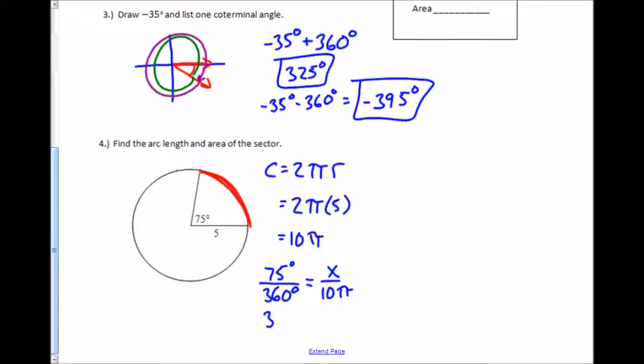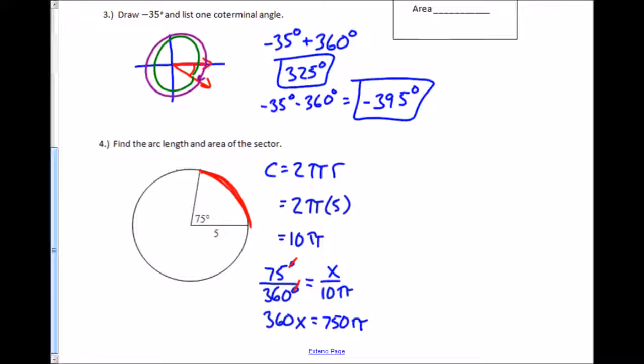So here that's going to give me 360. I can get rid of the degree symbols. I don't need those. So I've got 360x equals 750 pi. And then I just divide each side by the 360. And I'm just going to go ahead and round this off.